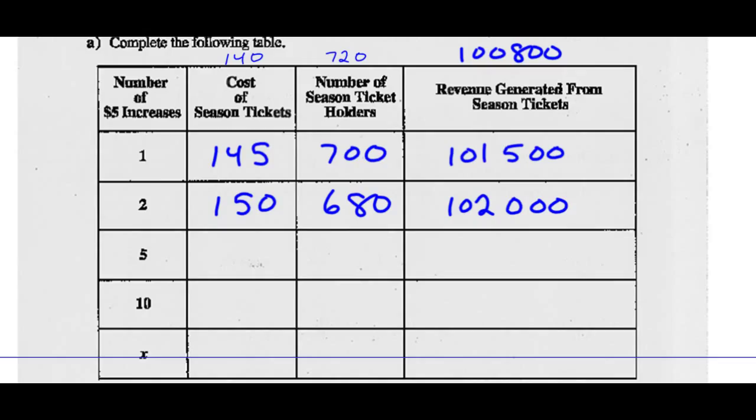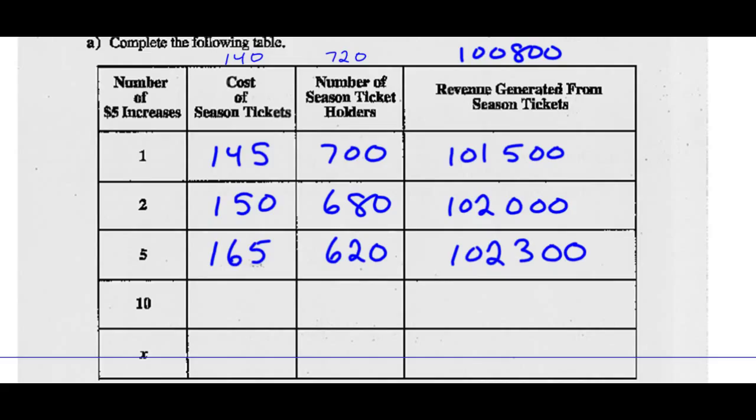5 ticket increases. So from 140, we're going to add 25, so that's $165 for season tickets. We would lose 20 people every increase, and we increased 5 times, so 20 times 5 is 100. So we lose 100 season ticket holders. We're down to 620. So 165 times 620 is 102,300. So we're still making more money.